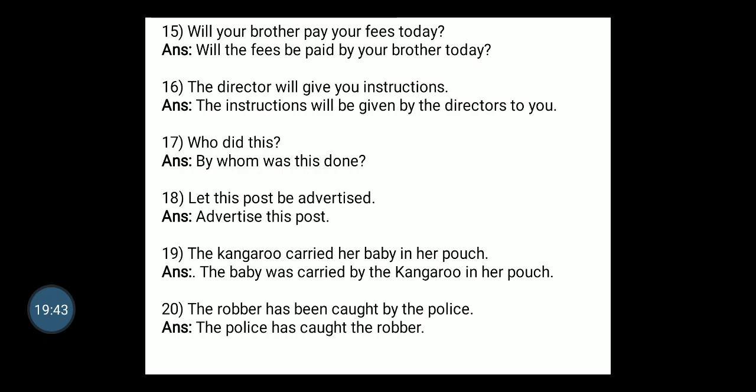17th sentence. Who did this? By whom was this done? It is an interrogative sentence. Who, therefore by whom; did, therefore was; this did becomes done, the past participle.